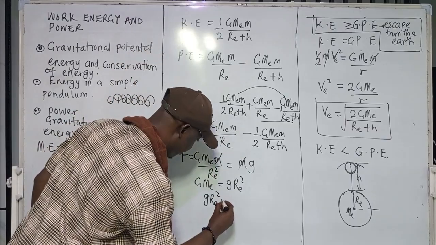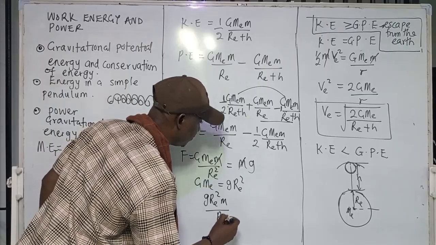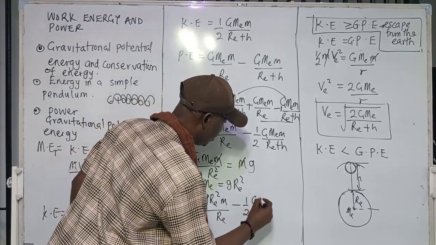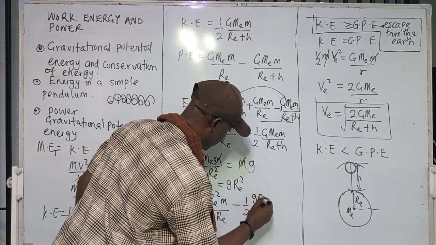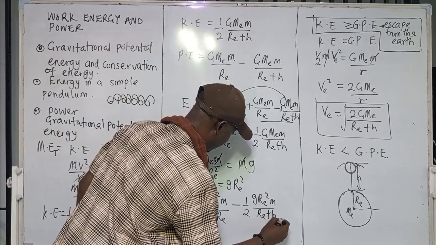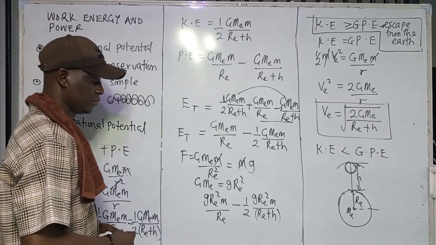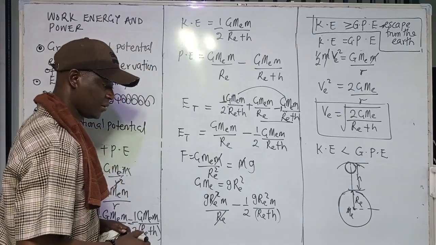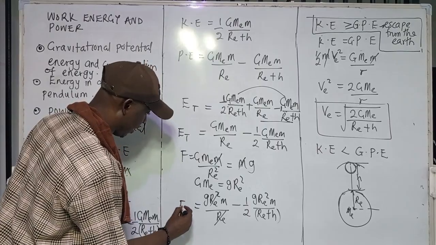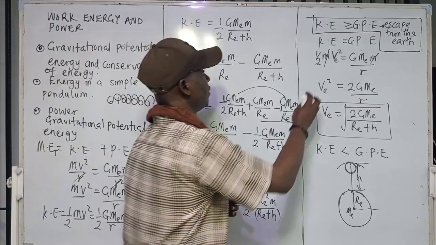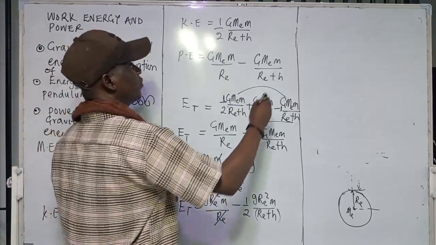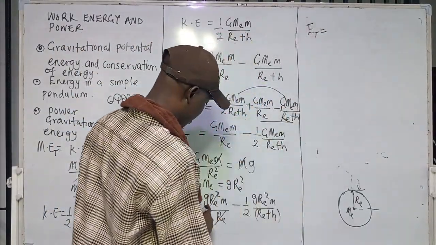So what do you have? g R E square times M over R E, minus 1 over 2 g R E square M over R E plus H. So what do you do? This one can cancel out this now, abi? So what do you have? Yes, E total will now be what? Total energy. So E total is now equal to what?